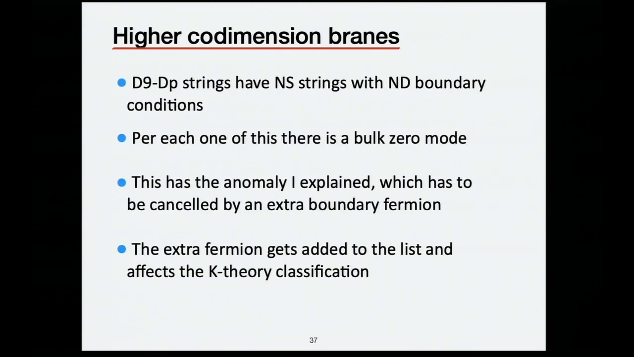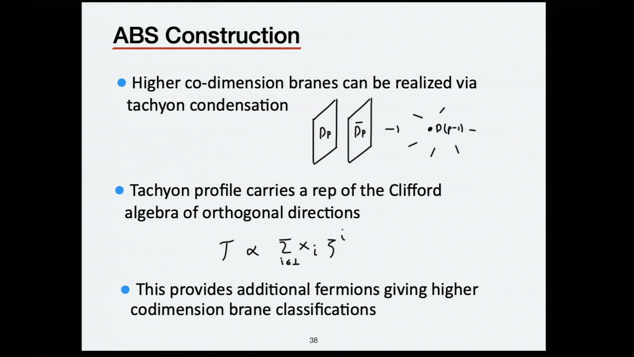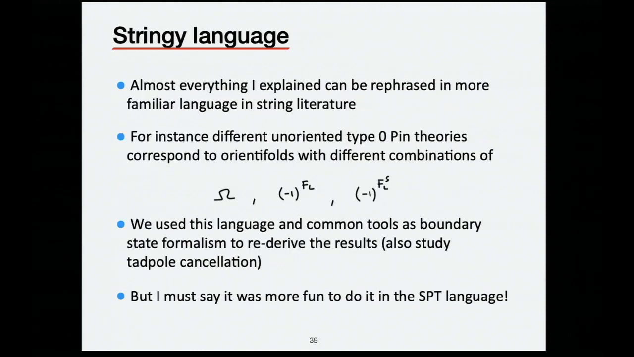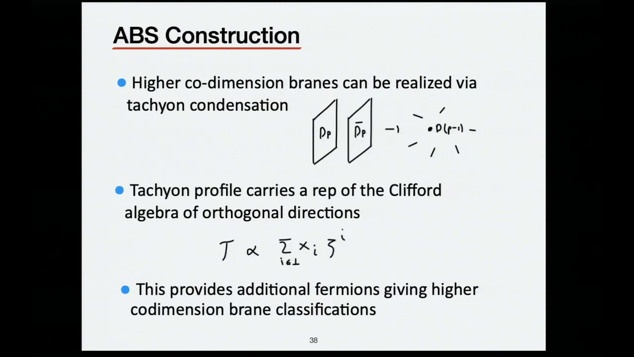Okay, and there's another way of looking at this, which is using this ABS construction. So instead of thinking about these strings, we can think about the tachyon field itself that will also carry a representation of the Clifford algebra of the orthogonal dimensions. And again, this just gives me a bunch of extra fermions that get added to the list, and then you see which gauge theory describes which gauge group. So these fermions from the tachyon perspective give rise to open string vertex operators corresponding to gauge fields. Basically you can think of the tachyon, depending on whether you have minus one to the F, as being the off-diagonal piece in the bundle, which is the product of V something bar. So the gauge fields are the diagonal piece, and this thing is the off-diagonal piece. So this is related to the vertex operator.